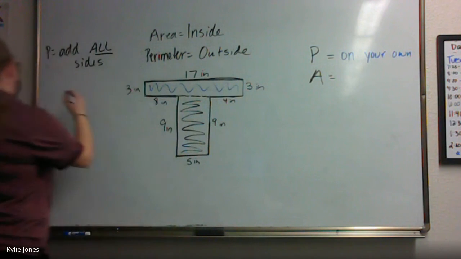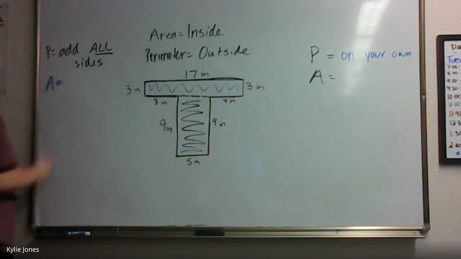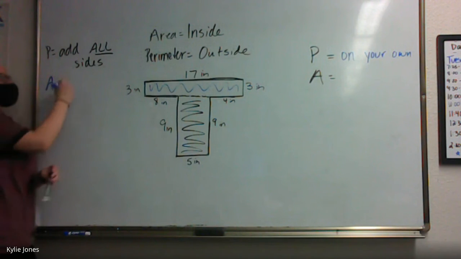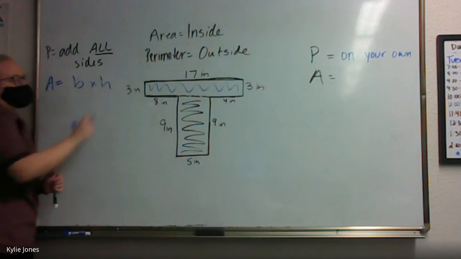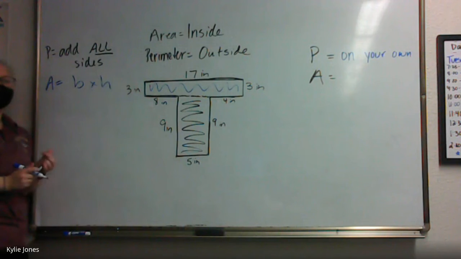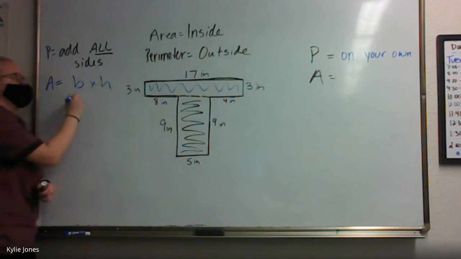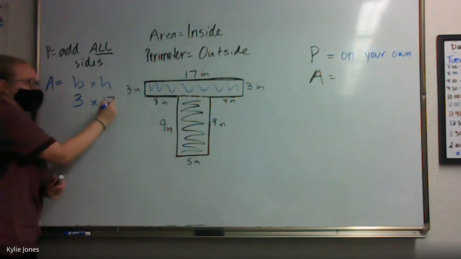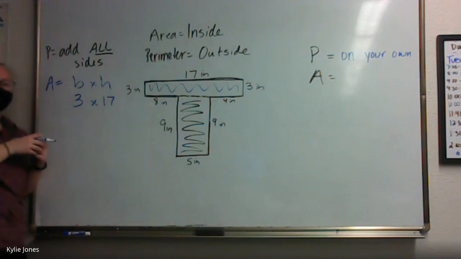Let's start with the area of the blue rectangle. Still base times height. What is the base and the height of that blue rectangle? 3 and 17. 3 times 17. So take about 30 seconds. Figure out 3 times 17, please.